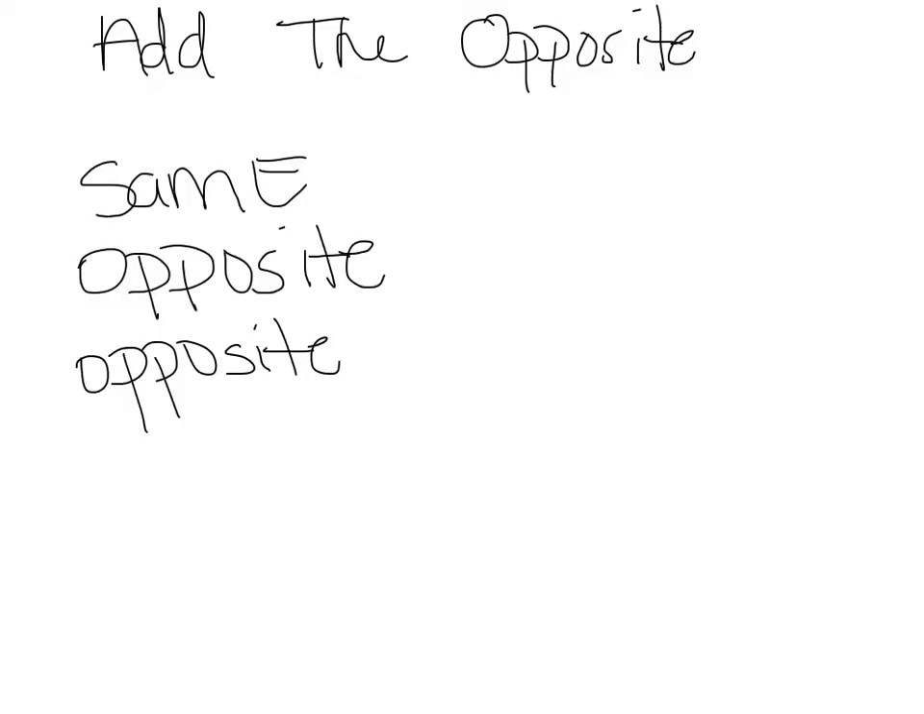So the idea is we're no longer subtracting, we're now adding the opposite. But one way you can remember that is the so easy. Once again, same, opposite, opposite. So easy stands for same, opposite, opposite.